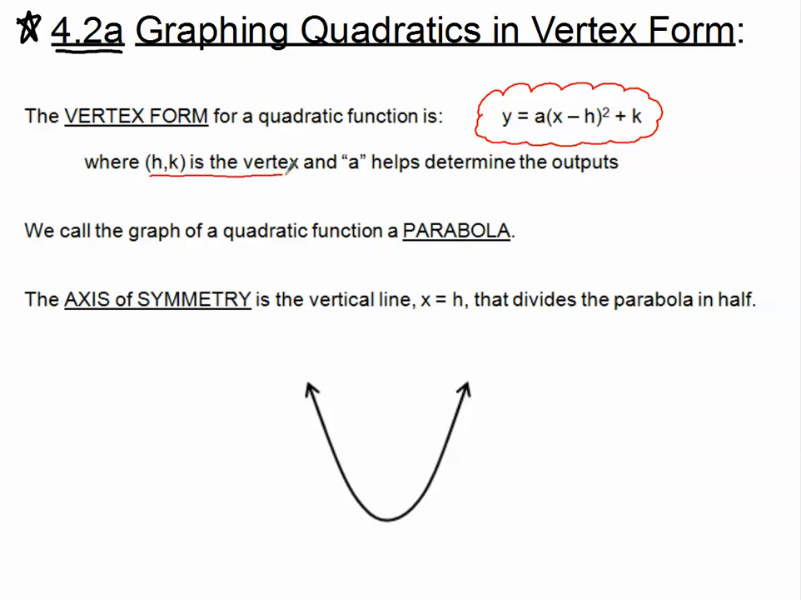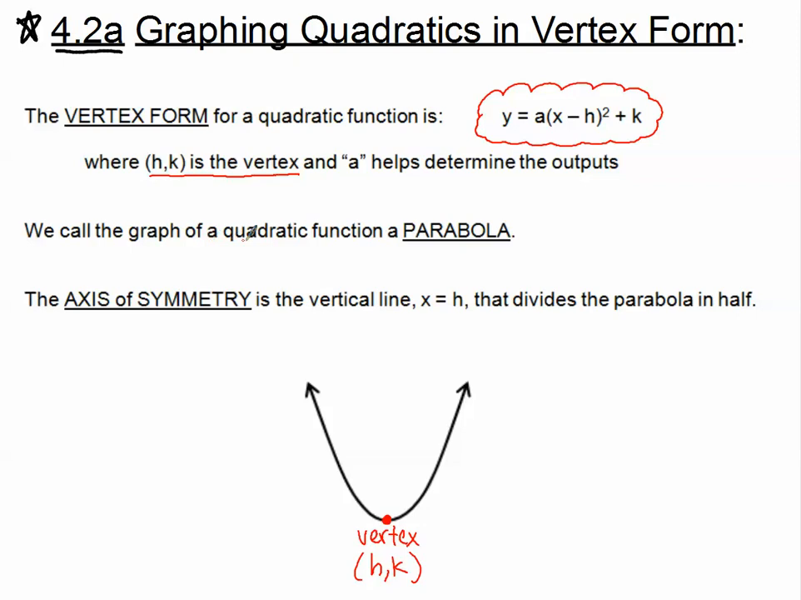HK is your vertex. Remember, H is always the opposite of what we see in here, and K is the number that's right out here, whatever the number is. So here's our vertex in our graph right down here. That is our vertex. It will always be HK, and that comes from our vertex form. And the value of A, which is always the number that's being multiplied to our quantity, to our parentheses, will help us determine our outputs, and we'll work more on that today.